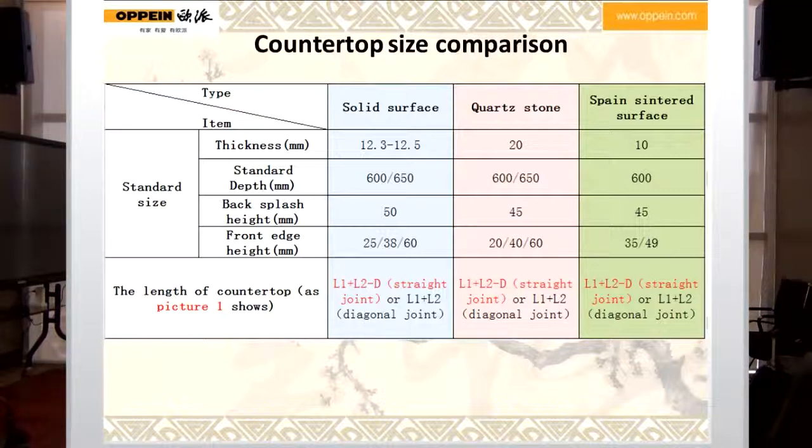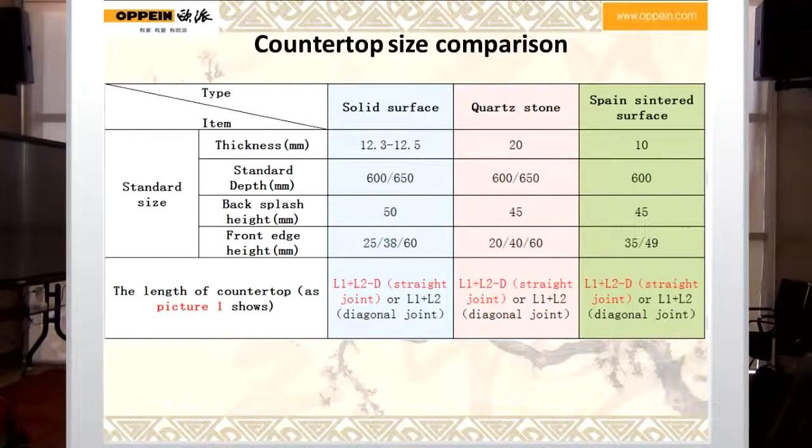For solid surface, the backsplash height is 50. For coarse stone, the backsplash height is 45. For spancenter surface, the standard backsplash height is 45. For solid surface, the standard front edge height is 25, 38 or 60 mm. For coarse stone, it is 20, 40 and 60. For spancenter surface, the standard front edge height is 35 or 49.